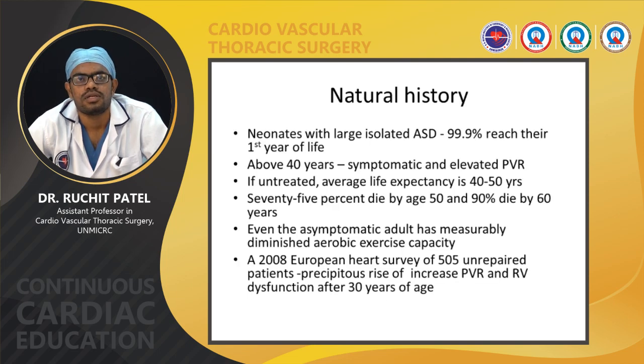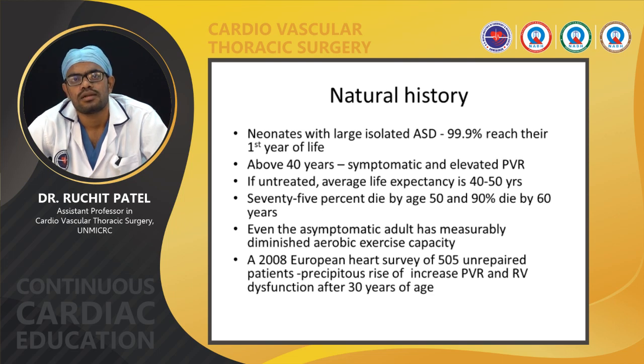Natural history: neonates with larger isolated ASD, most of them usually survive their first year of life. Usually isolated ASD becomes symptomatic after the third or fourth decade because of increasing associated pulmonary vascular resistance. Average life expectancy untreated is 40 to 50 years. In 3/4 of the cases, they die by 50 years and 90% by 60 years.